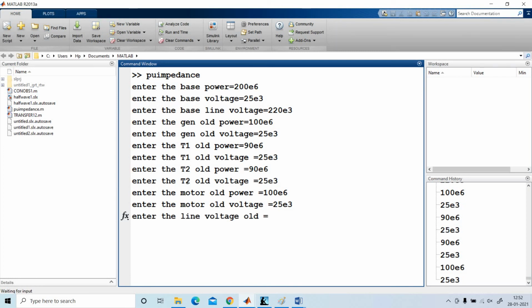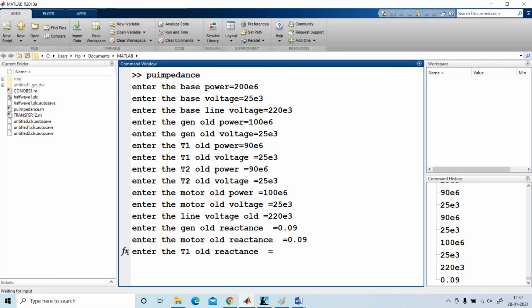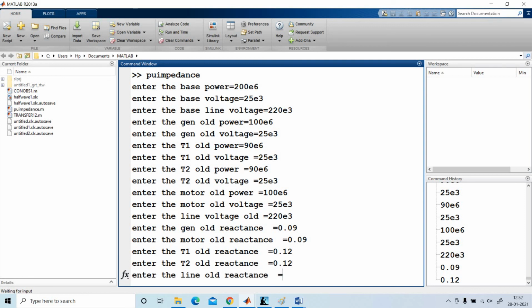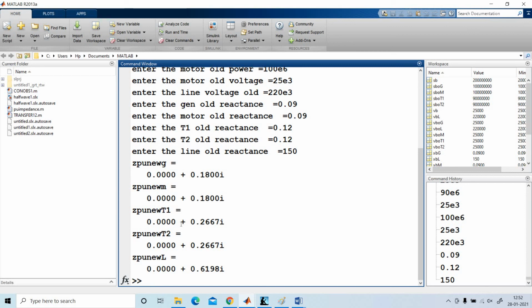Line voltage is 220 e 3. Generator reactance 0.09. Next, motor reactance 0.09. Transformer reactance 0.12, and the second transformer reactance 0.12. Enter the line reactance, 150 ohm. Next, press enter. All the values are obtained.